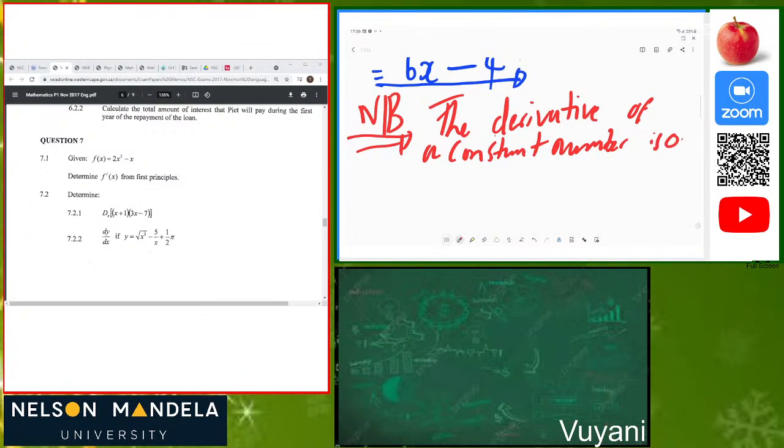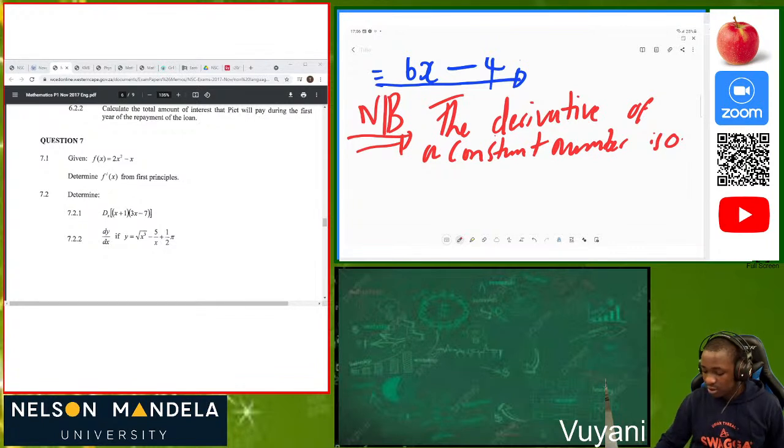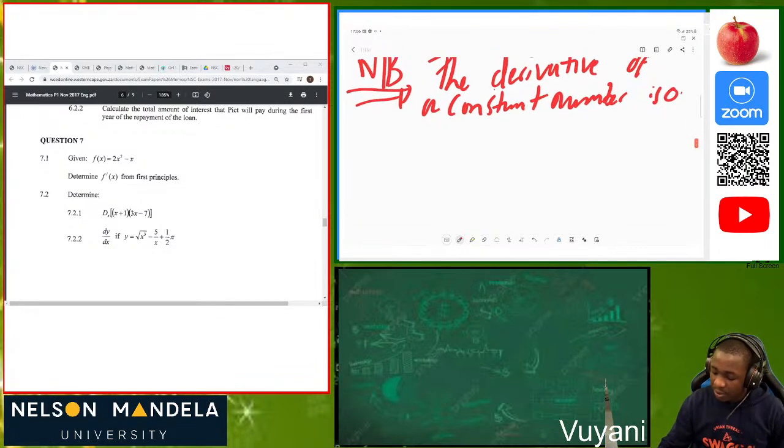Any number, it's equivalent to 0. Always know that the derivative of any constant is equivalent to 0. Even if it's pi, it's equivalent to 0. How can we prove that? So that maybe you can say Vian is lying.